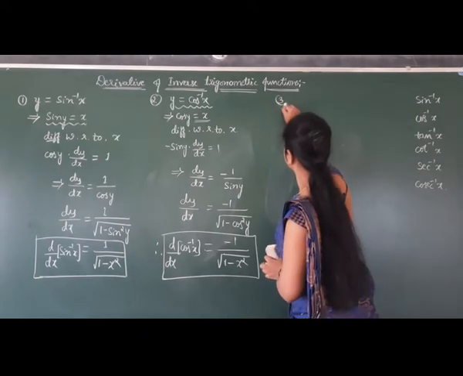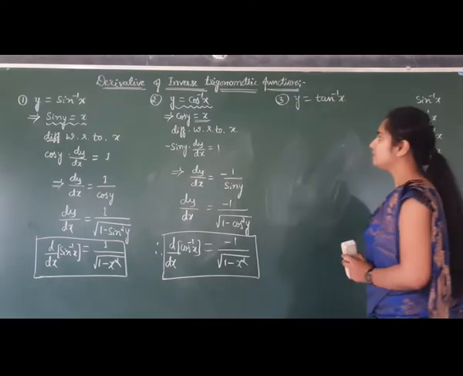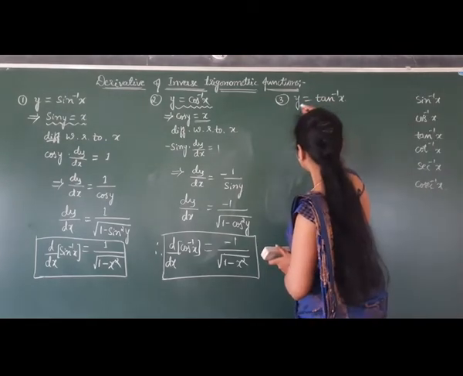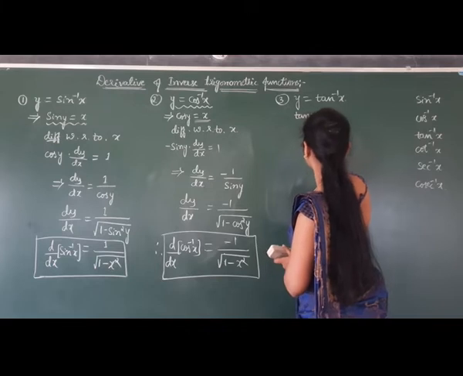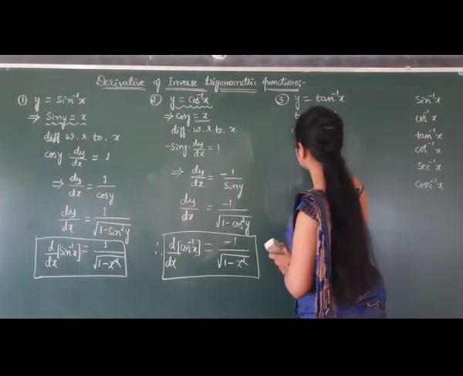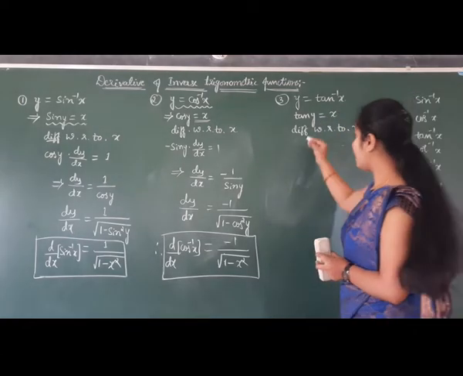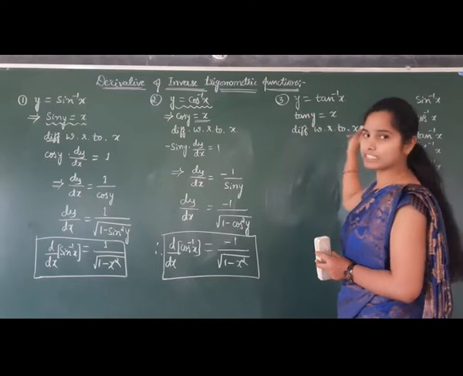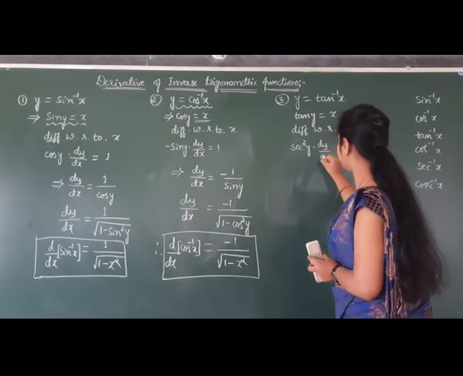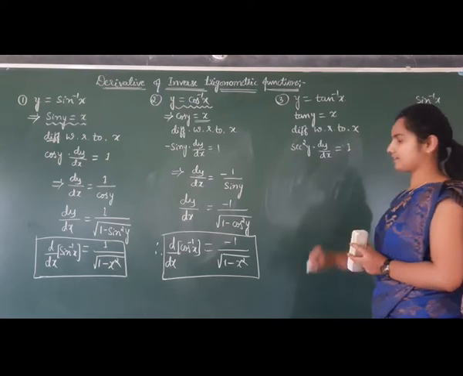Okay. So the next function, y is equal to tan inverse x. So I can write this as tan y is equal to x. So again I will differentiate this with respect to x. Then we have, what is the derivative of tan y with respect to x? Secant square y into dy by dx is equal to derivative of x with respect to x, which is 1.